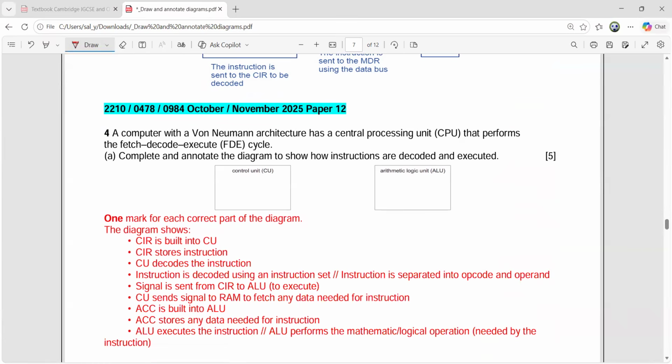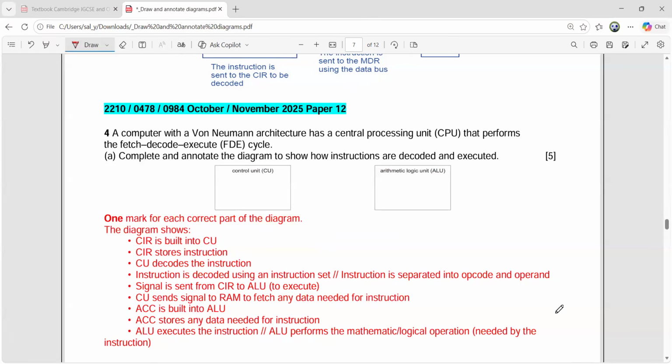Now, this is a bit different. Although the main concept is the same, von Neumann architecture, the question is framed differently. And this is what they want you to include in their answer. Instruction is decoded using an instruction set. Signal is sent from CIR to ALU. CU sends the signal to RAM.